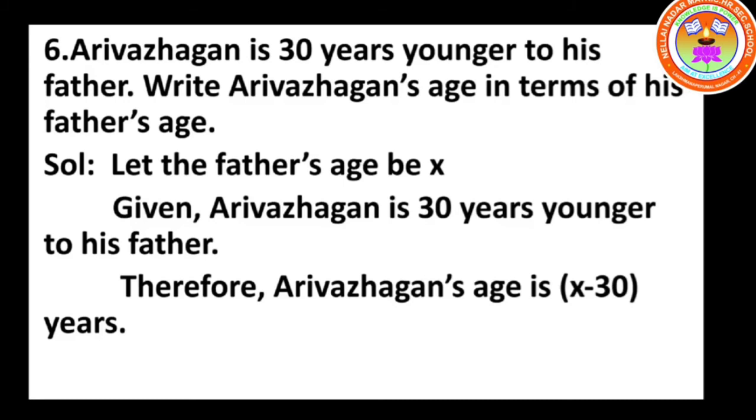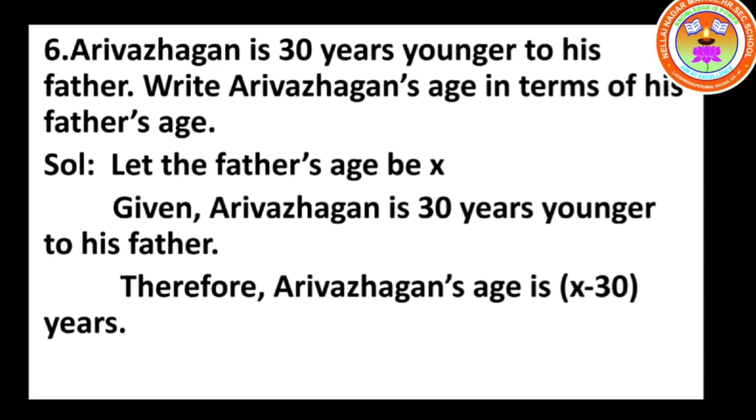Arivalagan is 30 years younger than his father. Right? You have to write Arivalagan's age in terms of his father's age. Arivalagan is 30 years younger, so he is younger than his father. How many years? 30 years. Now we want to write Arivalagan's age in terms of his father's age.